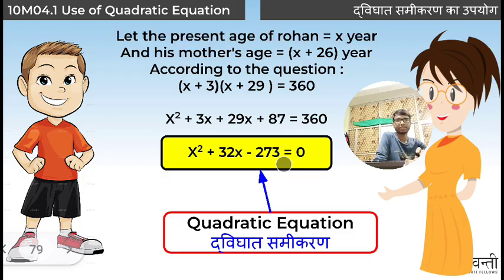Now next, let the age of Rohan be x and his mother's age is how much? x plus 26. According to the equation, it will become like this: x plus 3, then the product of this and this is this much.